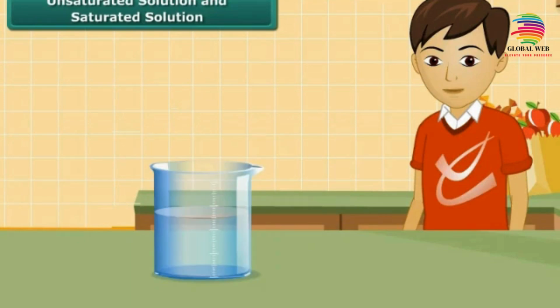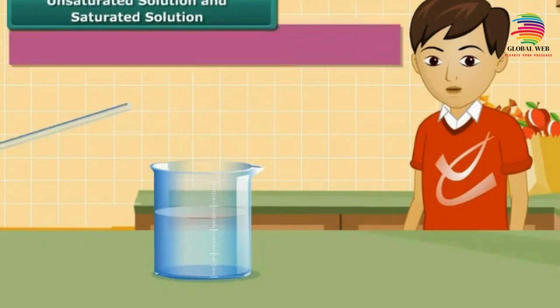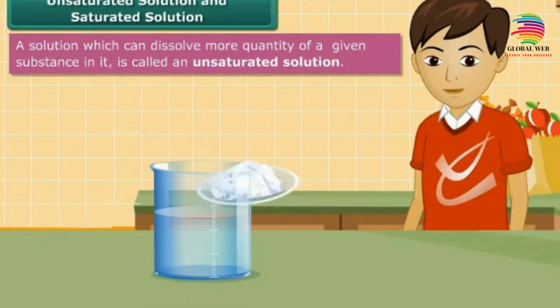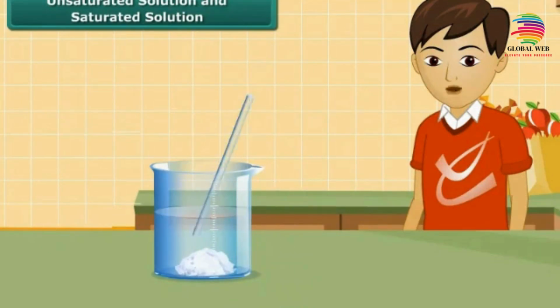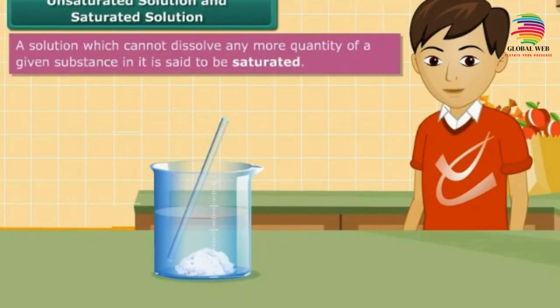Take a beaker and dissolve some amount of salt in it. Go on adding salt to the solution. As long as the salt is dissolved in water, the solution is an unsaturated solution. But a stage will soon come when you will not be able to dissolve more salt in the solution. At this stage, the solution becomes saturated. Thus, a solution is said to be saturated if it cannot dissolve any more quantity of the given substance in it.